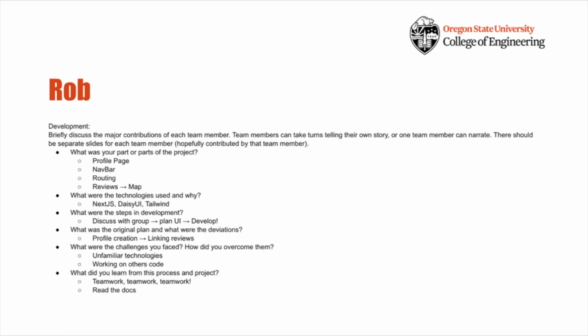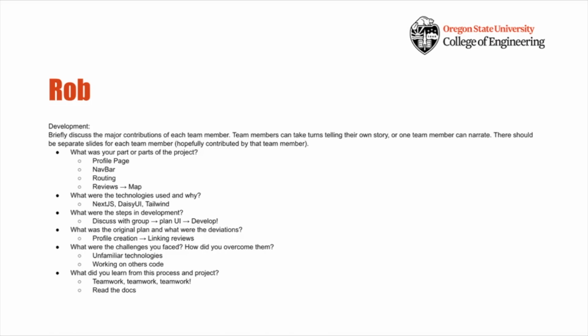So the parts that I helped develop here were the profile page, the nav bar, the routing, as well as linking the reviews back to our map. And the technologies I used for this were Next.js, Daisy UI, and Tailwind. The reason we use those three: Daisy UI implements really well with Next.js to create simple buttons that have very nice UX UI, and Tailwind makes styling those components and those buttons very, very easy with CSS.